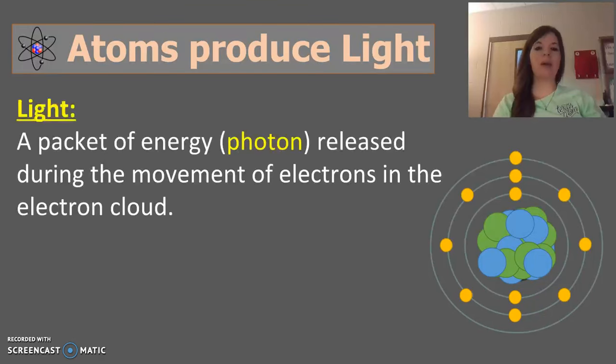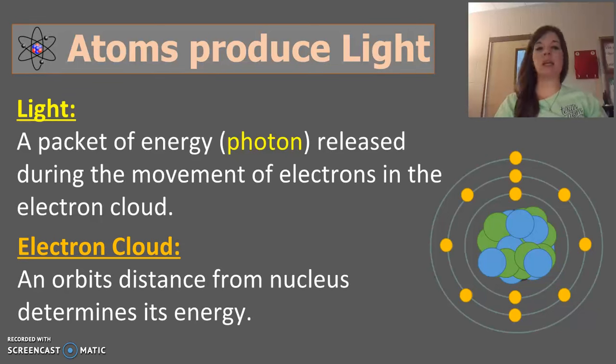So let's talk about how atoms produce light. First, what is light? Light is a photon. It's considered a packet of energy. This photon is released anytime electrons move within the electron cloud.